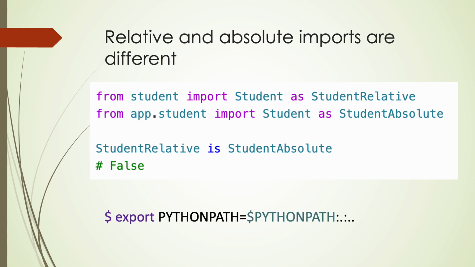If you are unable to import the student class in the interpreter, you can exit the interpreter and run this command to change the Python path environment variable, which makes it possible to import packages both from the current folder and from the parent folder.